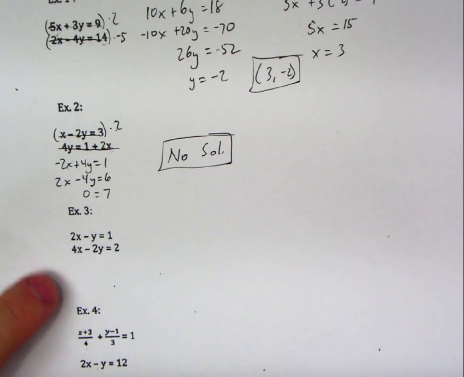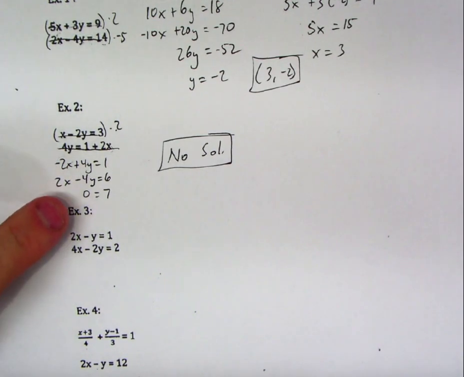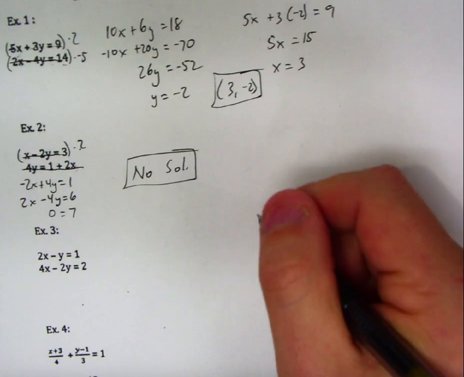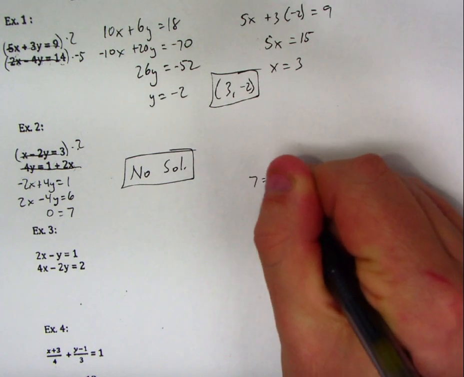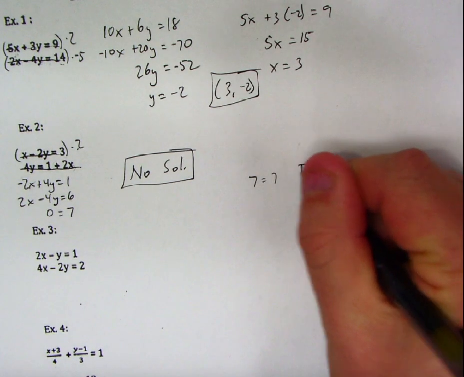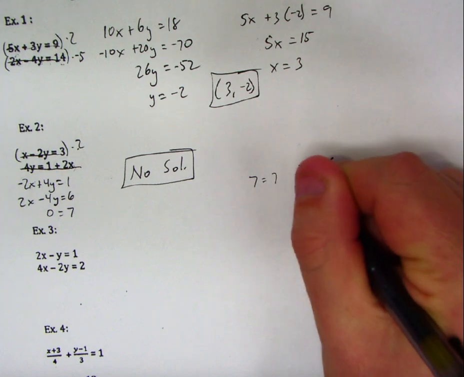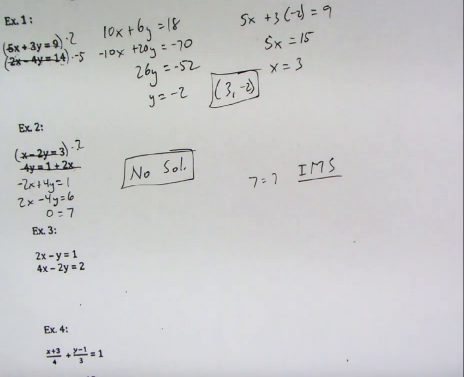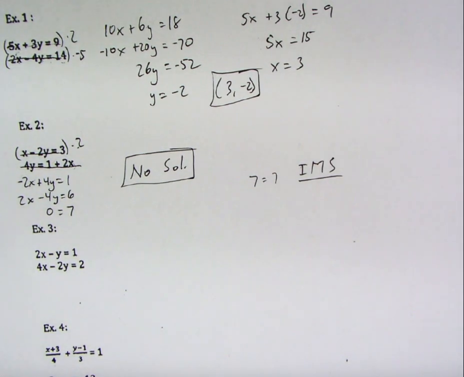All right. If we had done this and we got something like 7 equals 7, this is something good to talk about. That would mean infinitely many solutions, which maybe I have one of those on the notes. I'm not sure yet, but just in case I don't, that would mean that there's infinitely many solutions.